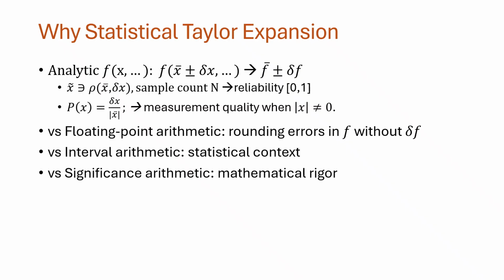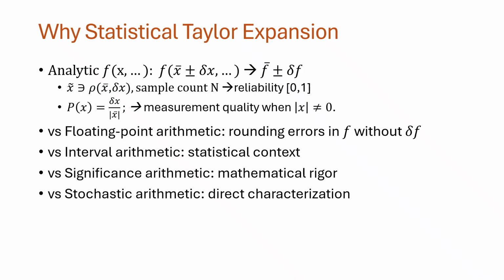Significance arithmetic is a numerical approach, while static Taylor expansion is an analytic approach and is mathematically rigorous. So Monte Carlo arithmetic adds a random value to x and does it many times, and uses statistics to calculate the result mean and standard deviation. So it is a sampling process and is extremely heavy in calculation, while static Taylor expansion is a direct characterization.